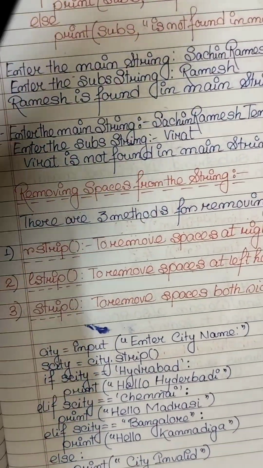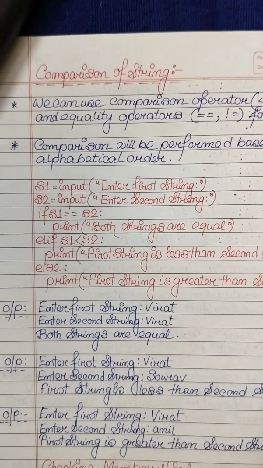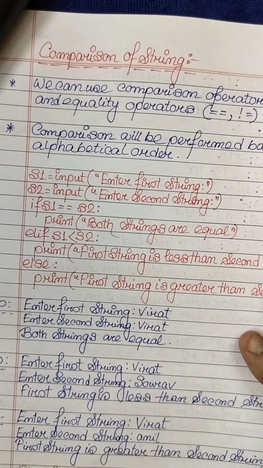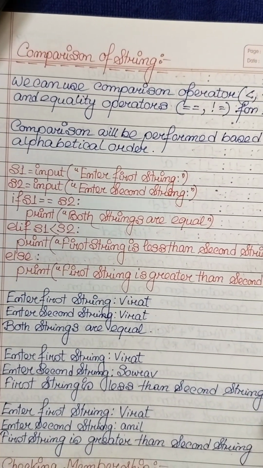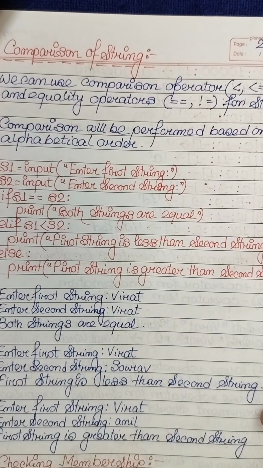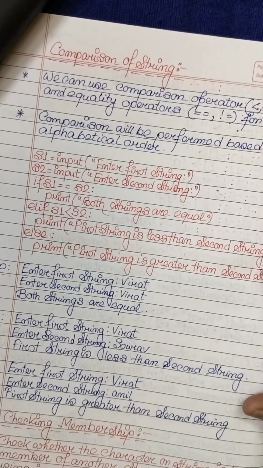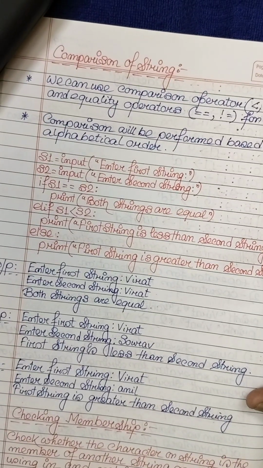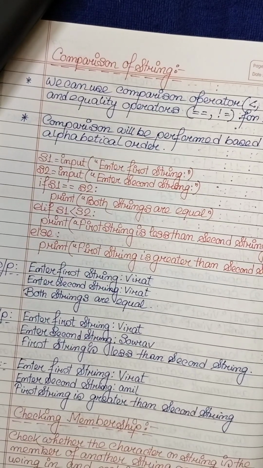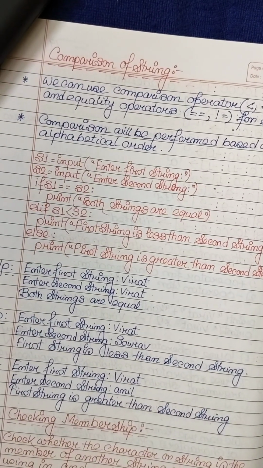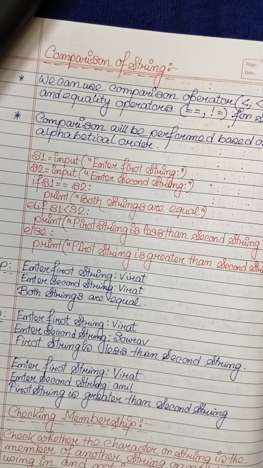Next our topic is comparison of strings. So we can use comparison operators such as less than, less than or equal to, greater than, and greater than or equal to, and equality operators, equal and not equal to, for strings. This comparison of strings will be performed based on alphabetical order.